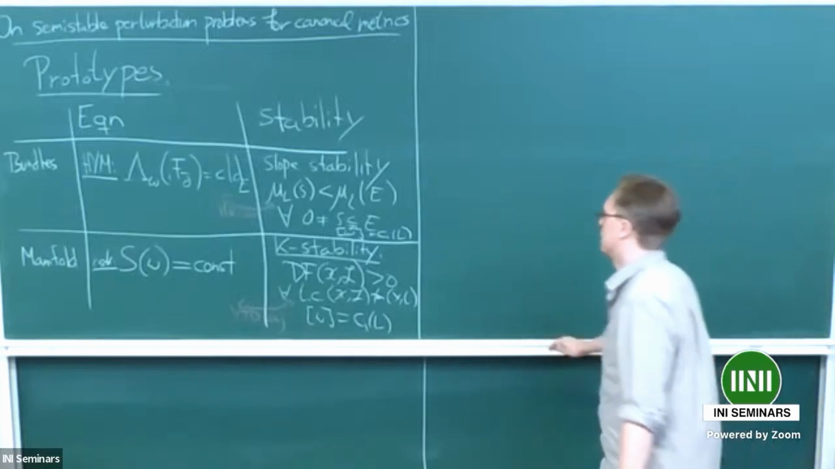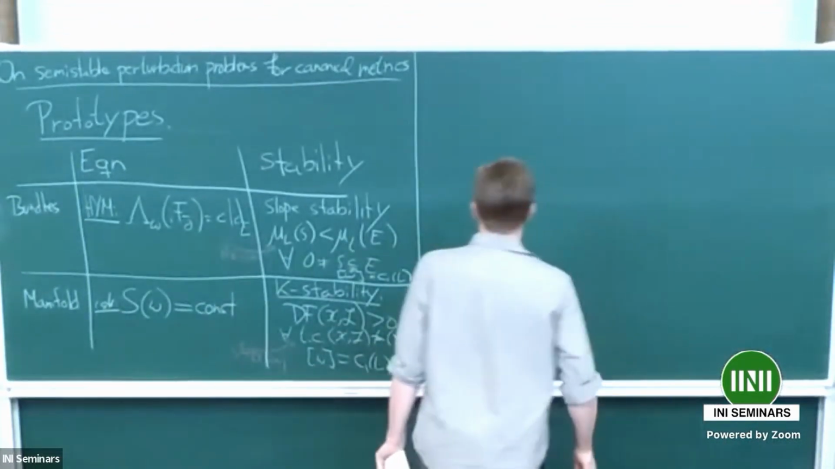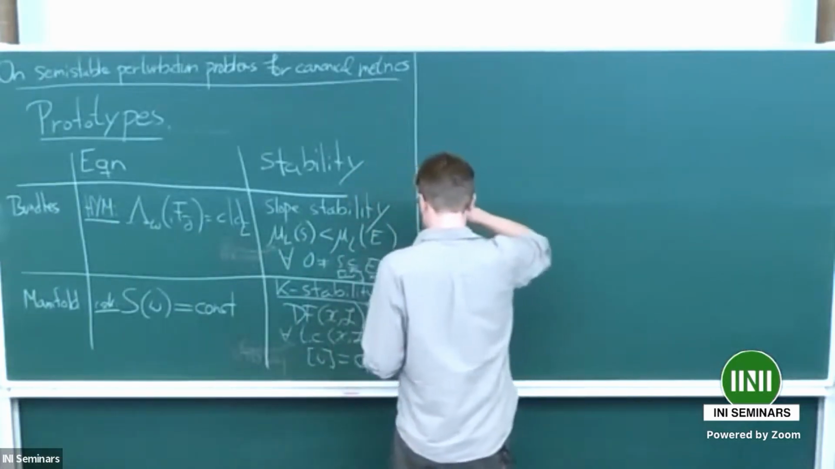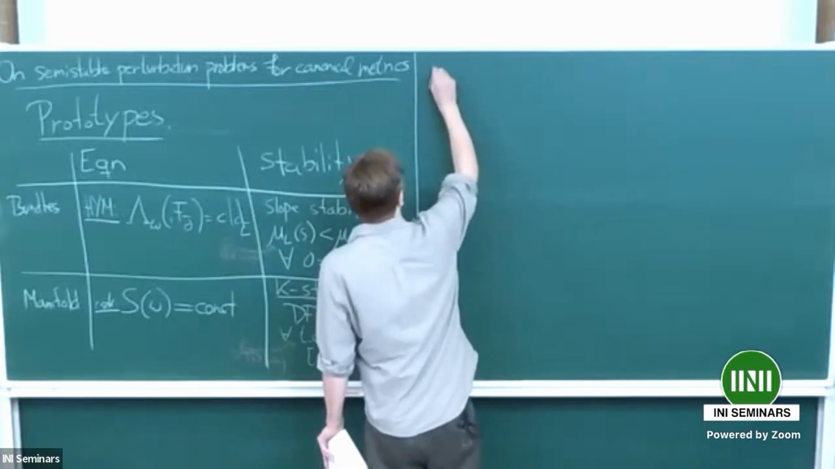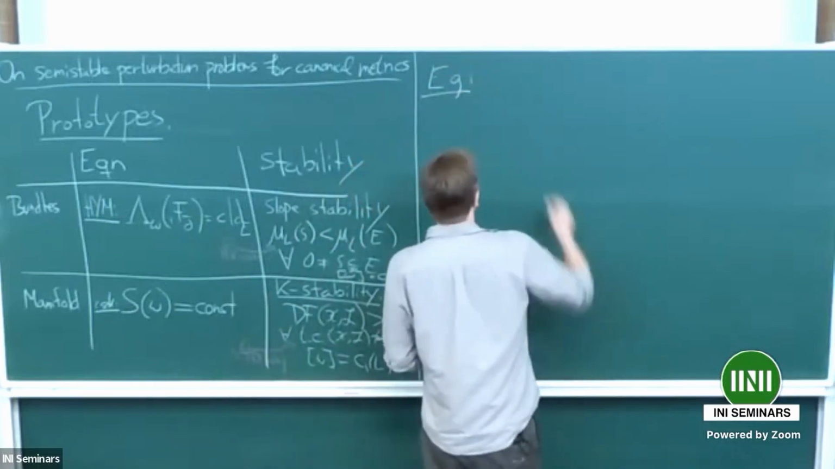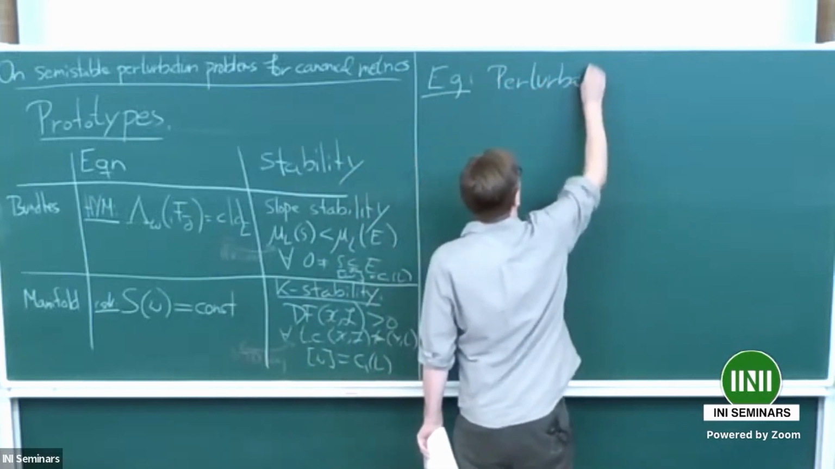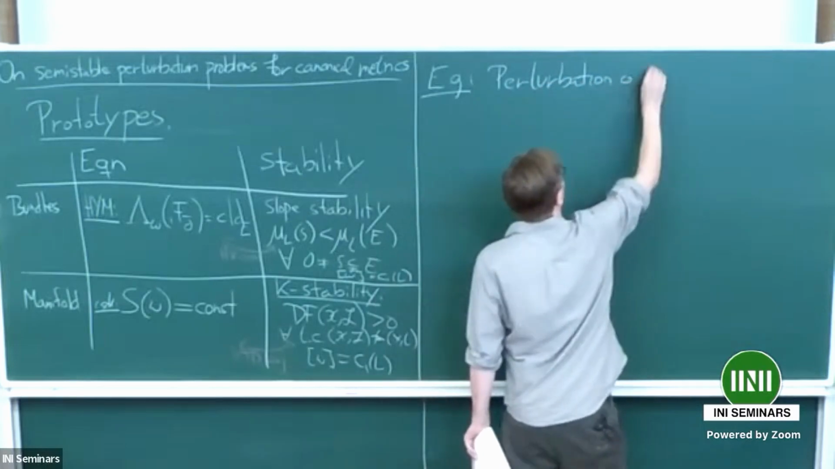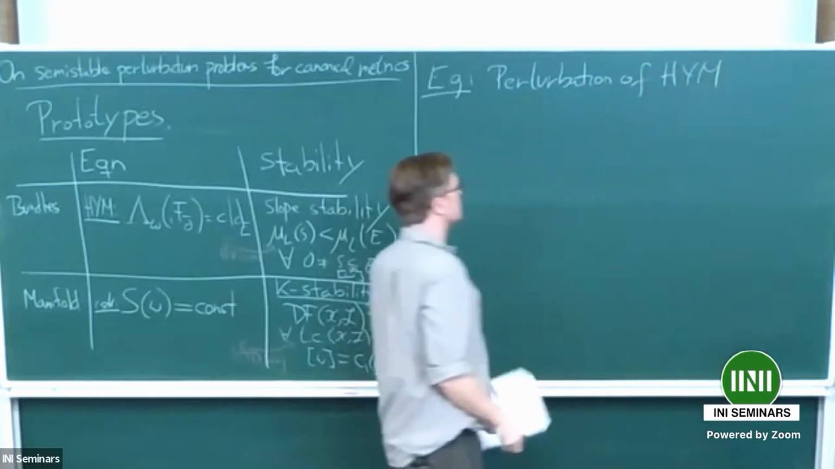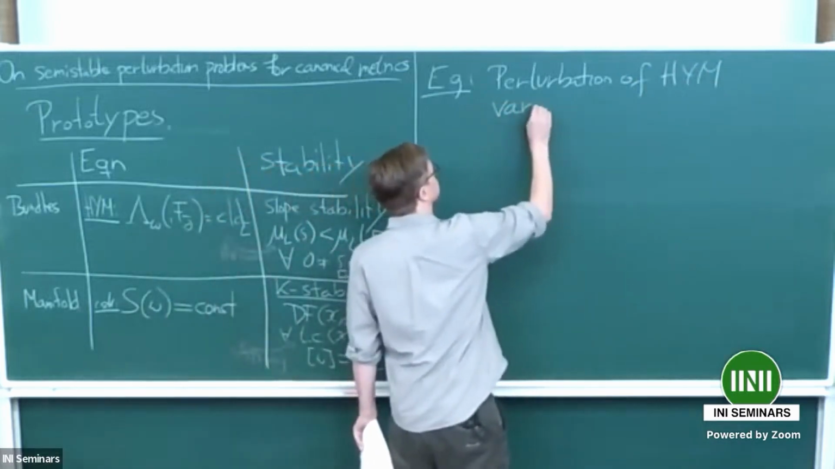So I'm going to start with an example problem that's going to follow us through the talk and illustrate the method that I'm trying to advertise. The example that I will focus on a lot is the perturbation of Hermite-Einstein connections when you're varying the polarization.